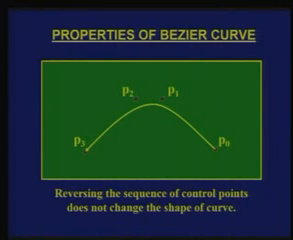Why is this important? Suppose you are given a set of points and you have to define a curve. Instead of reading from one direction, I may have to read from the other direction, or the way I collected the data points may have been reversed. It should not change the shape of the curve; I should still get the unique curve. So, this is another very interesting property of the Bezier curve.